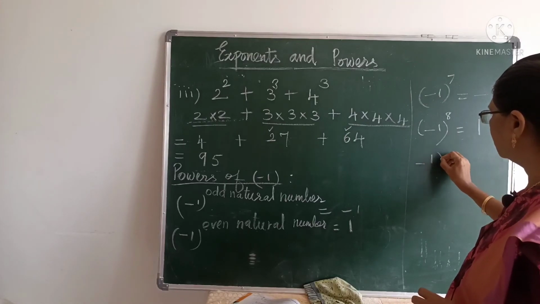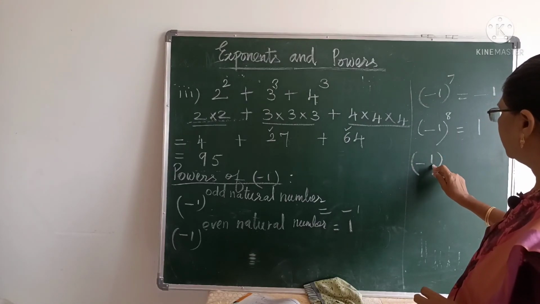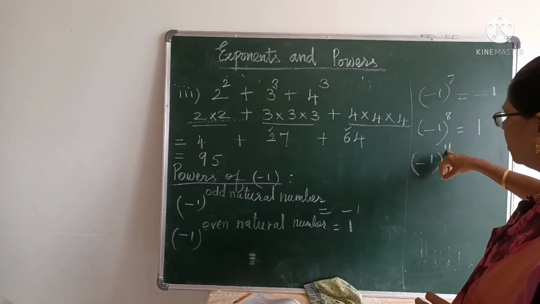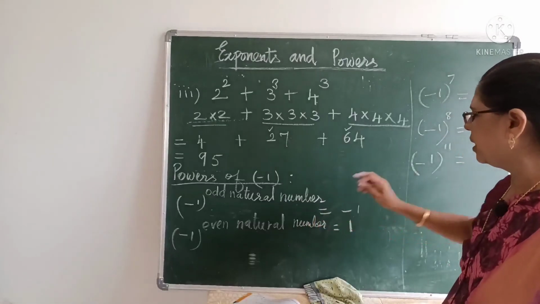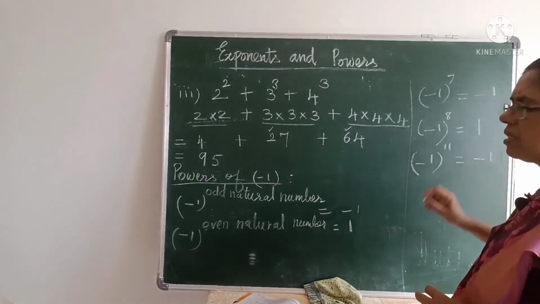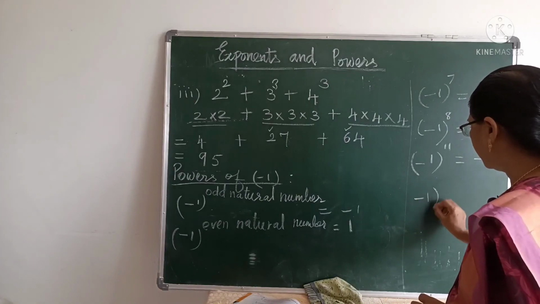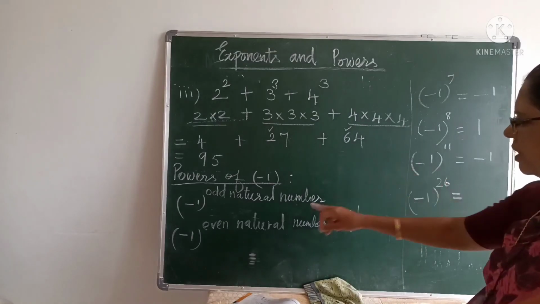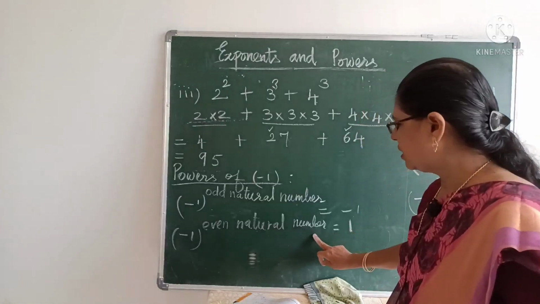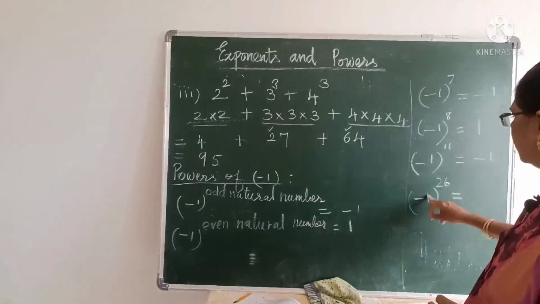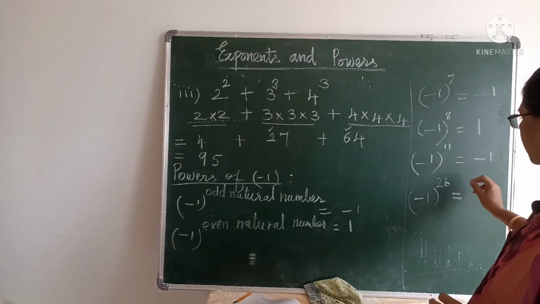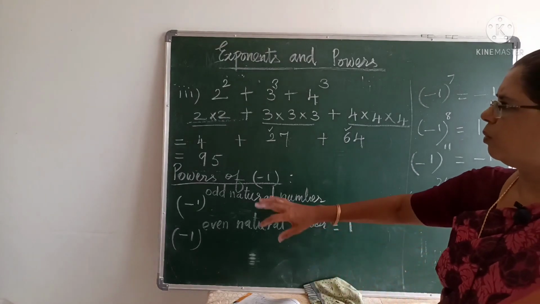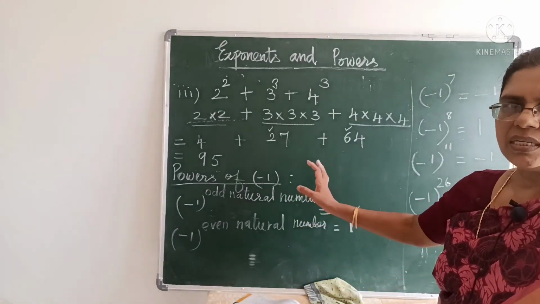Let me ask two more sums. What is minus 1 power 11? Yes, since the power is an odd natural number, the product is minus 1. Minus 1 power 26. Since the power is even natural number, minus 1 power 26 is equal to 1. Children, I hope you have understood what I taught you today.